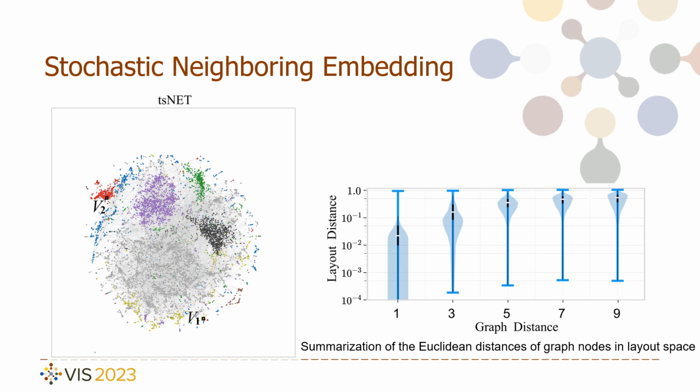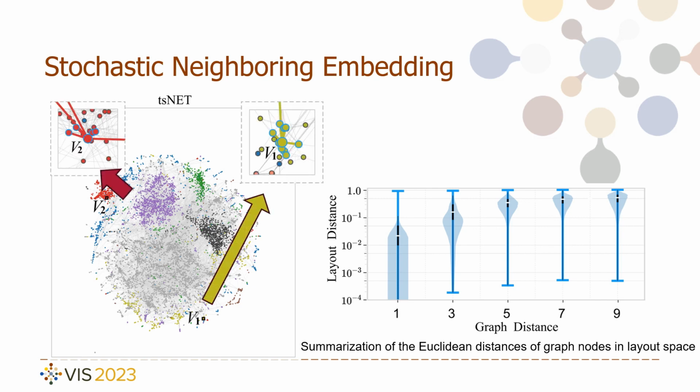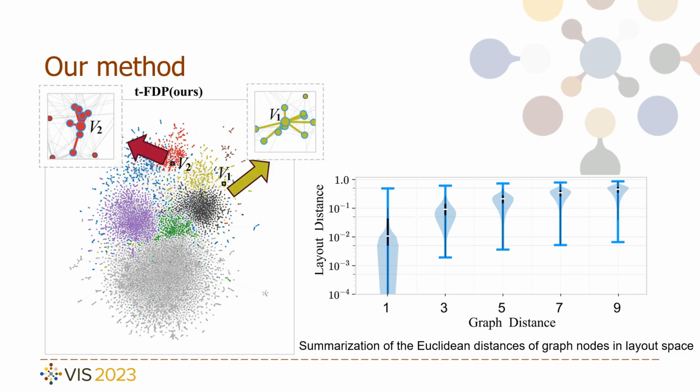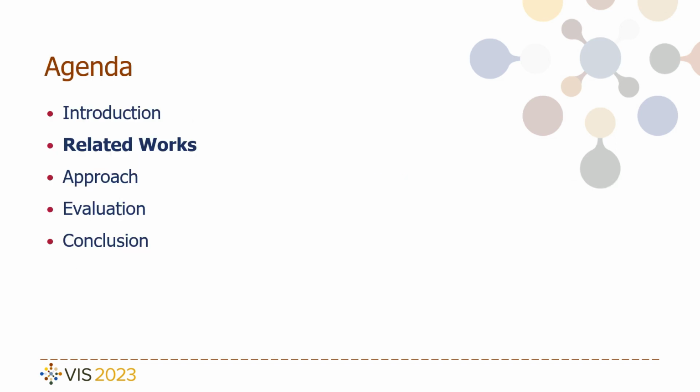Although recently proposed graph layout methods based on stochastic neighbor embedding, such as TSNet, can better preserve two-ring neighborhoods, they fail to efficiently maintain low-stress areas and one-ring neighborhoods. In this paper, we revisit the spring-electric model and propose a new short-range force based on the T-distribution and use it to compose the new FDP model, which can better maintain local graph structures while keeping the global structures of the graph.